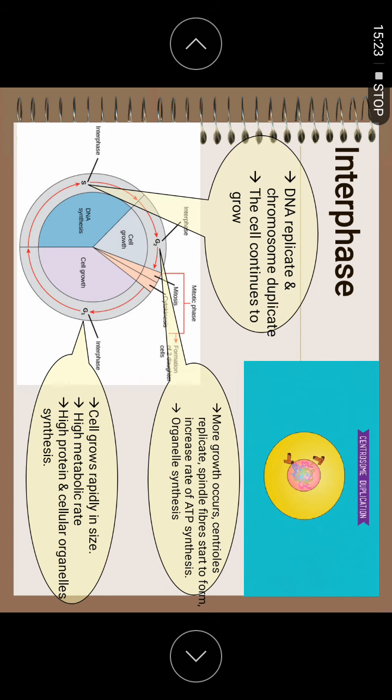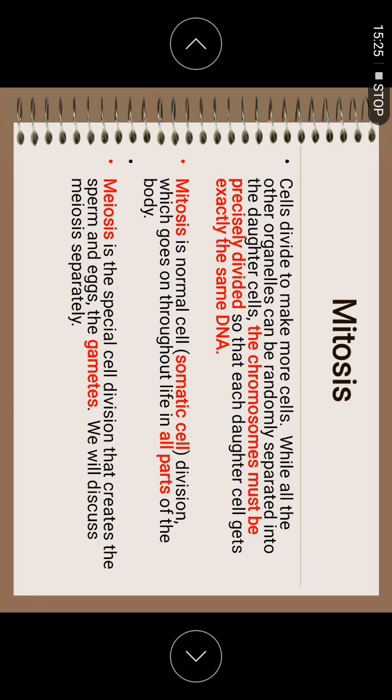Generally you can say interphase is the phase where they get ready. So then we will see the mitotic phase, mitosis. What is mitosis? The cell will divide to make more. The chromosome must precisely divide. So that means during interphase they must also make sure all the chromosomes divide correctly. When they divide and duplicate, they must photostat it correctly, exactly the same, so that nothing is missed out or doubled or extra. Add on, mitosis is for the normal cell.